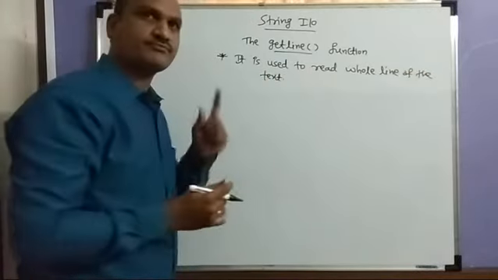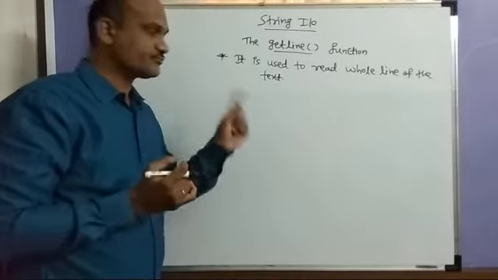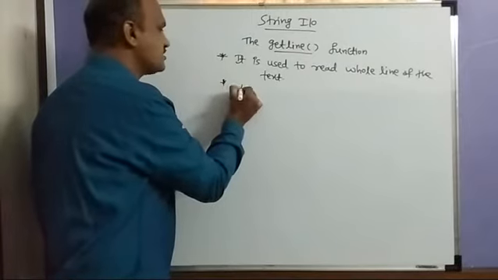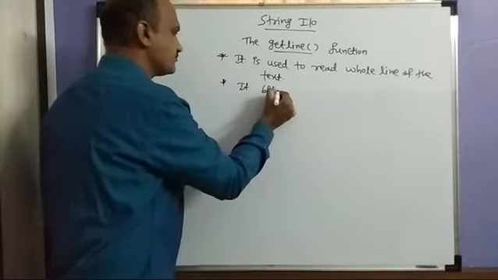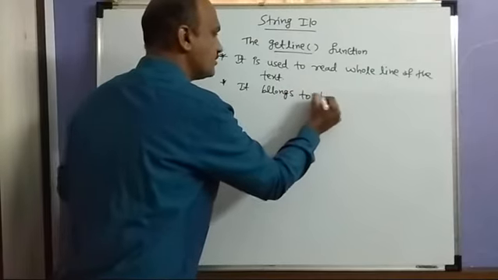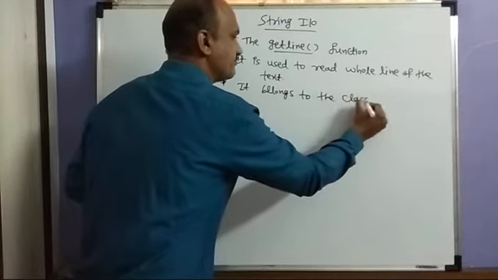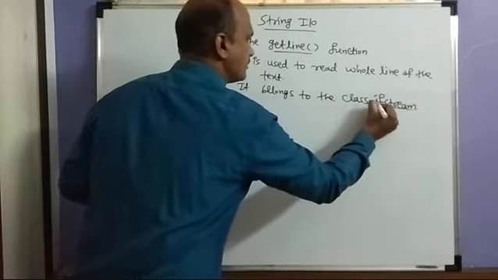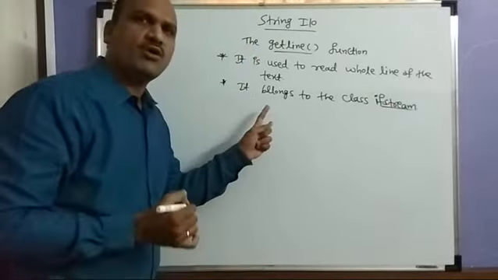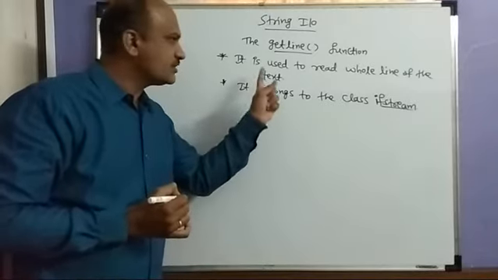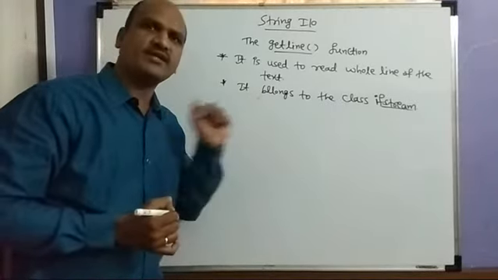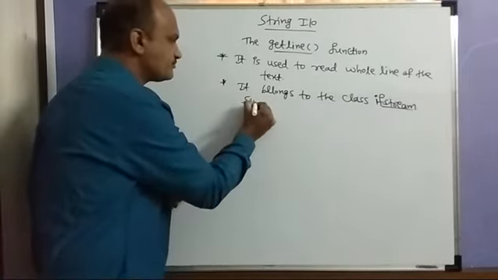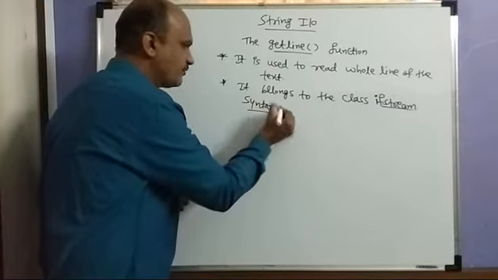It belongs to the class ifstream. So the getLine function belongs to the class ifstream, and it will read a whole line of the text. Here also for the getLine there is a syntax. So the syntax is given.